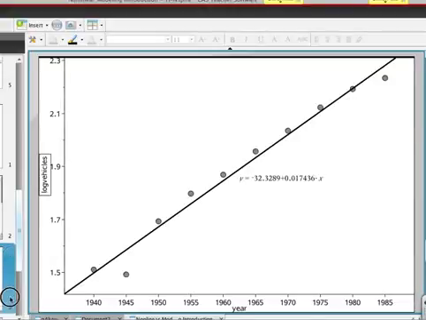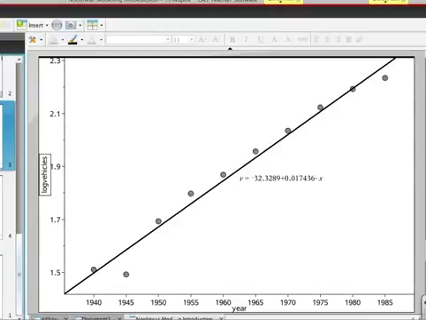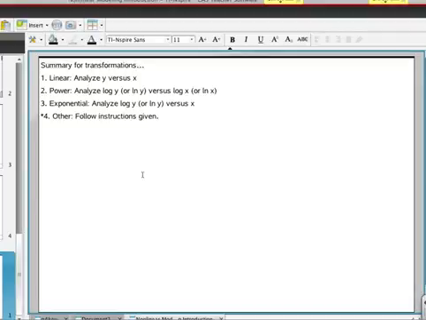So in summary, you have learned about different models. And for linear, we just analyze y versus x. If we want to do power, we think that it's some power of x. Then we analyze log of y versus log of x. And for exponential, we analyze log of y versus x. Okay? For others, we could follow instructions that were given.